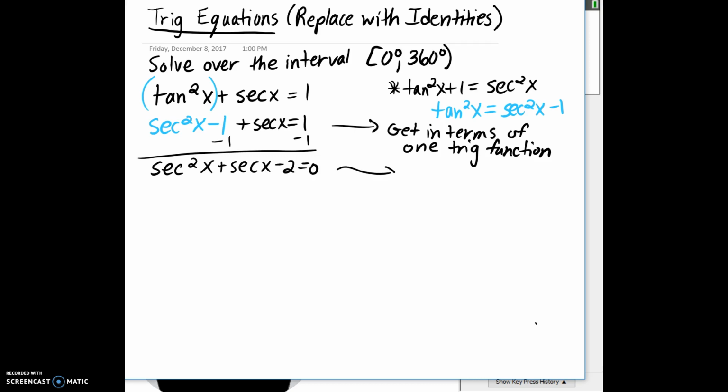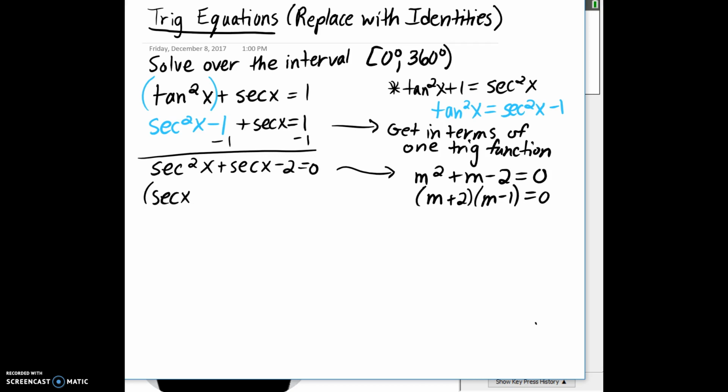And then something you can do, pull it off to the side, is pick a variable. I'm going to use m for today, but it really doesn't matter what variable, and do m instead of secant. You could use a. I wouldn't use x. I would use something different since we're using x as our variable, unless you're using theta in there. And then we're going to factor. So a lot of factoring or quadratic formula work you're going to be doing here. This would factor into m plus 2, m minus 1. So not a terrible factoring situation.